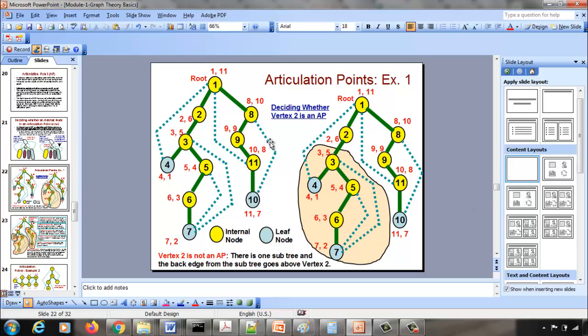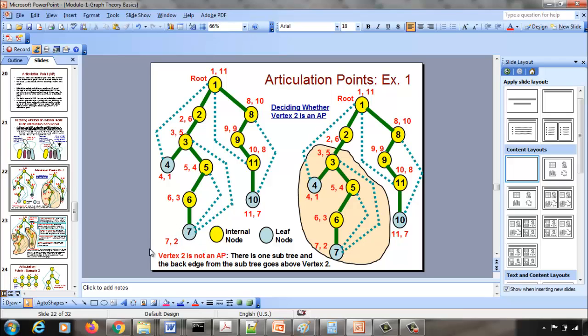So for example, if I remove vertex 1 from this graph, it's going to get disconnected into two components in the sense that 2, 3, 4, 5, 6, 7 are going to be in one component, 8, 9, 10, 11 are going to be another component, and they are not going to be reachable to each other. On the other hand, if I remove 7 from this graph, the rest of the vertices are going to stay connected as one component. Okay. So 1 can be called an articulation point, whereas 7 cannot be called an articulation point.